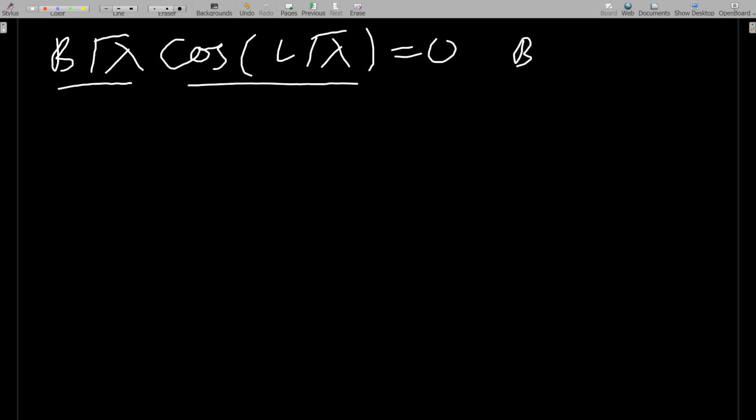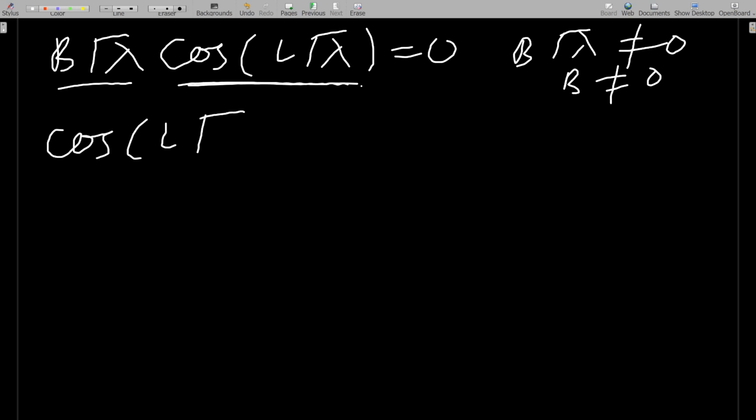Now if b square root of lambda is equal to 0, then b will be equal to 0, which will be the trivial solution. We don't want that. Okay, let's see if there will be another case where this side will be equal to 0 without this one being equal to 0. So we don't let this be equal to 0. Then it means that cos of L square root of lambda should be equal to 0. Here we've already defined that lambda is not equal to 0. We said lambda is greater than 0, so this part wouldn't be 0.